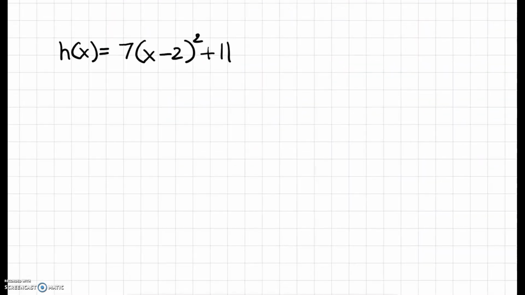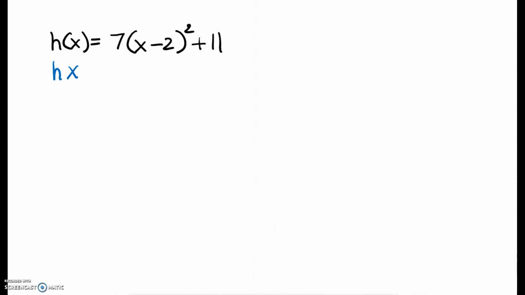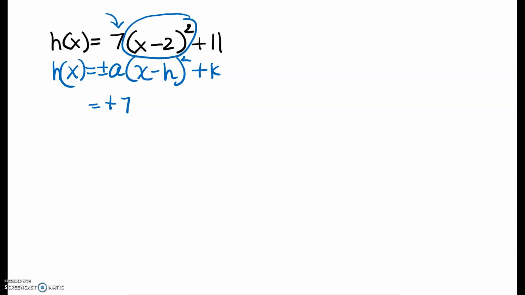All right, now I believe this is our last one. All right, so let's see, is it in the correct form? Well, it should look like this. So it looks like it's pretty much there. So I know this is a positive 7. Here's my squared term, and we do have a subtraction inside, so that one's correct. I have a plus at the end, and I need a plus at the end, so that one's correct.